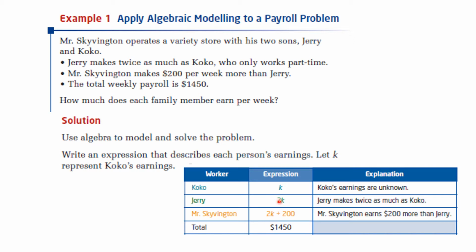So I don't want to put a J in here for Jerry because then I'm going to have too many variables to deal with. I'd like to stick with one variable. And we know the total is 1,450. So this table or chart is not necessary. You don't have to set questions up like this.